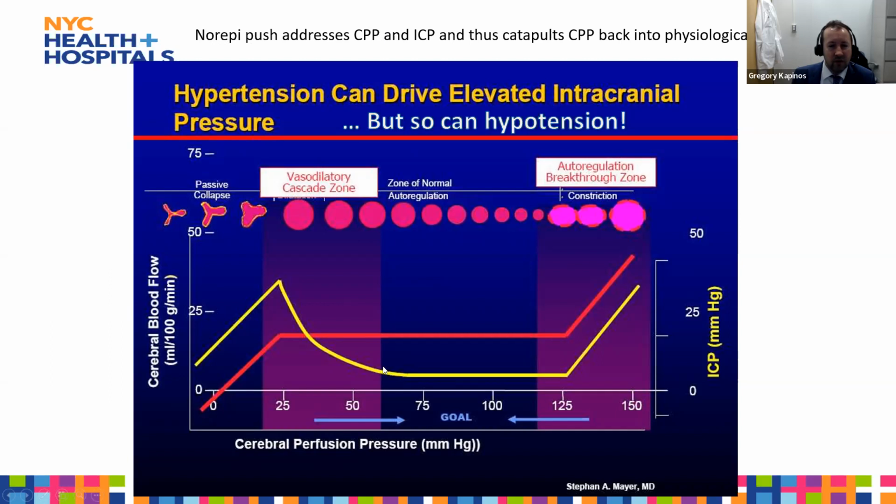So you're going to go back to the middle of the graph right here, and you will decrease your ICP along with it, because as you see, the yellow slope will go down. And thus, you will catapult your CPP. You treated both a CPP issue by elevating the MAP, plus you lowered the ICP. Therefore, the CPP got significantly better because you moved the two needles in the right direction. So your CPP will be significantly going back into the physiological range.